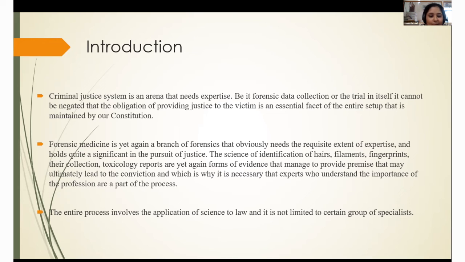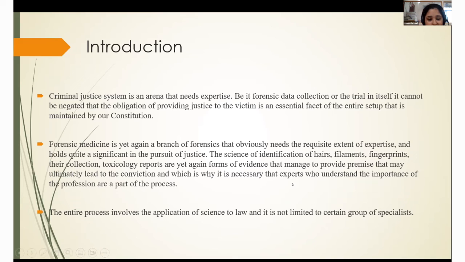Now, when we are talking about forensic medicine, it is a branch which needs the requisite extension of expertise, which is going to hold the significant pursuit of justice. Science of identification of hair, of fingerprinting, collection, toxicological reports, and yet again different forms of evidence manage to provide premises that may ultimately lead to conviction, and which is why it is necessary that experts should understand the importance of their profession as a part of the process.